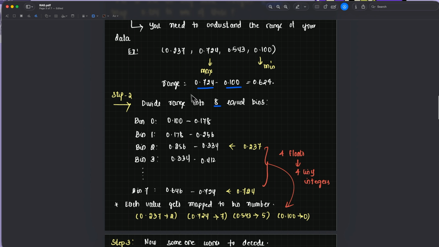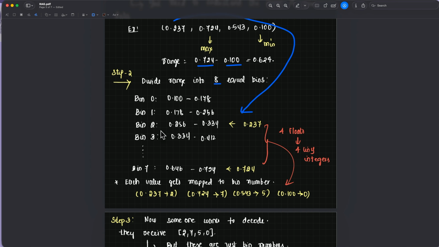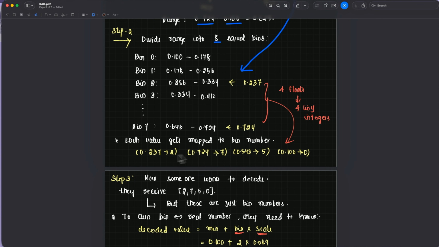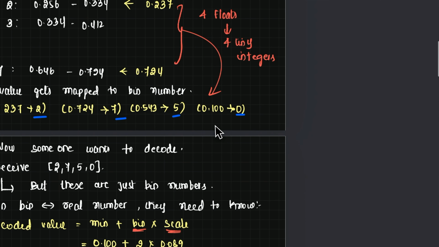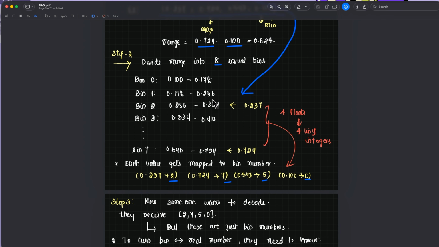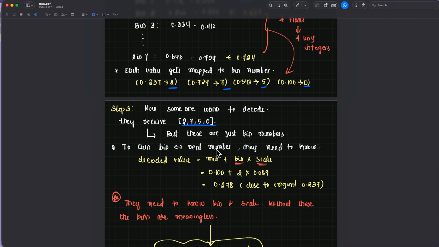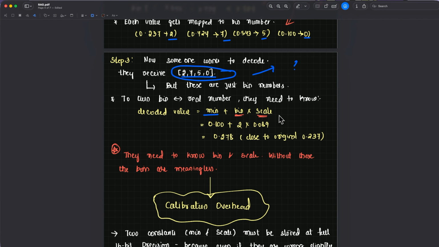Now you take the given vector and see which bin each number falls into. So 0.237 falls into bin 2, and 0.724 points to bin 7. We convert each value and map it to a bin number, so it becomes 2, 7, 5, 0. So after we quantize this input vector into 3 bits, this is how it looks: 2750. Great, we have done the quantization part. Now as you can see, these are just bin numbers. In order to dequantize it, you need to know the minimum, you need to know the bin, and you also need to know the scale, right?